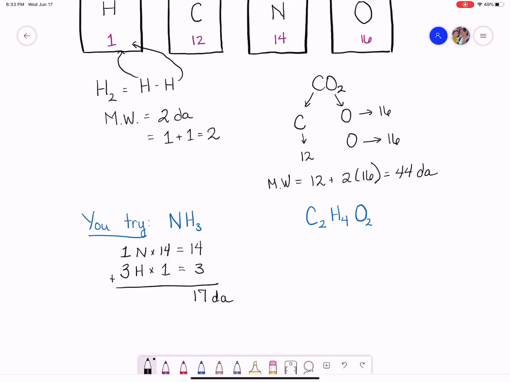C2H4O2 is going to have 2 carbon atoms, each weighing 12 Daltons, plus 4 hydrogens, each weighing 1 Dalton, plus 2 oxygens, each weighing 16 Daltons. So I have 2 times 12 plus 4 times 1 plus 2 times 16. Solving this out rather quickly gives me 60 Daltons.